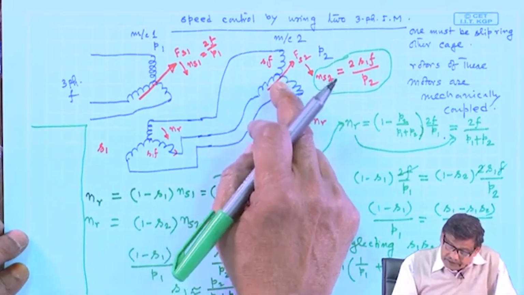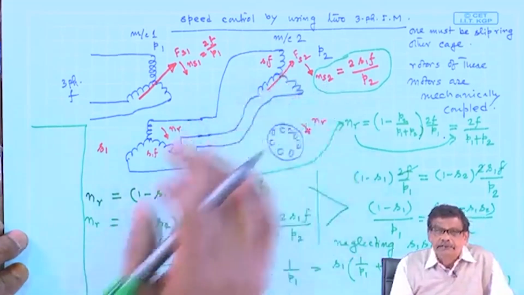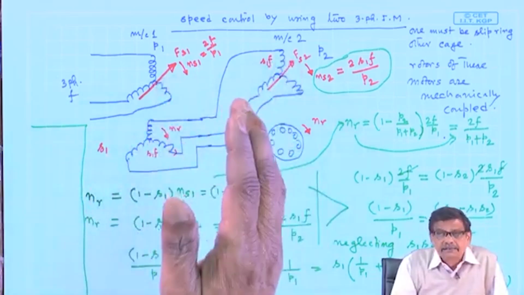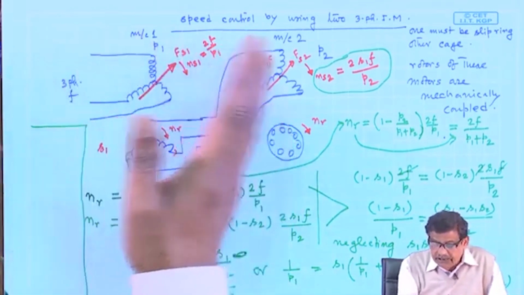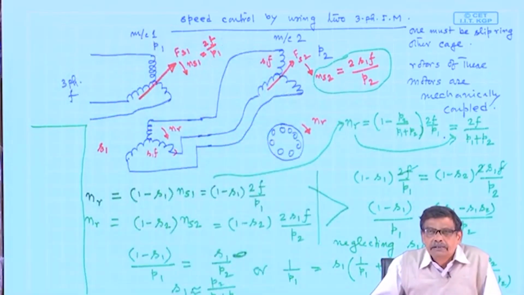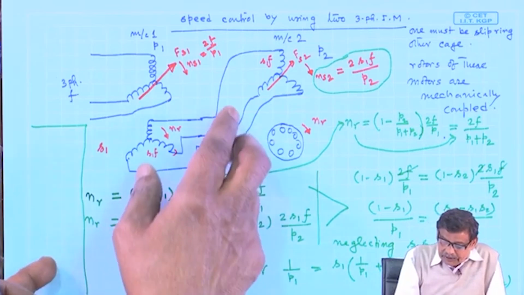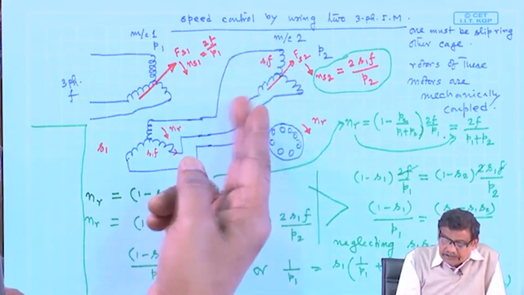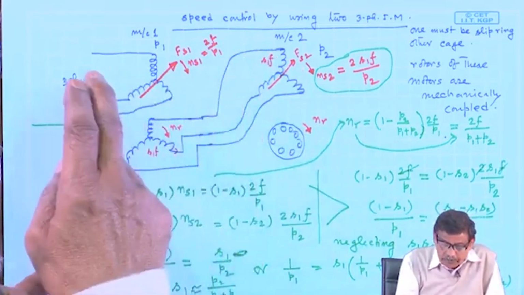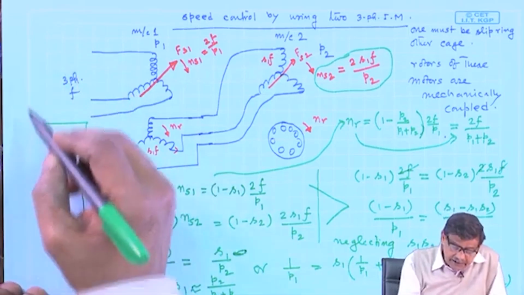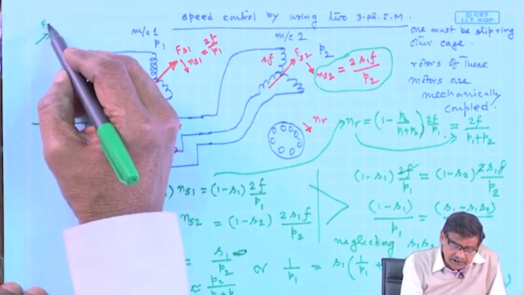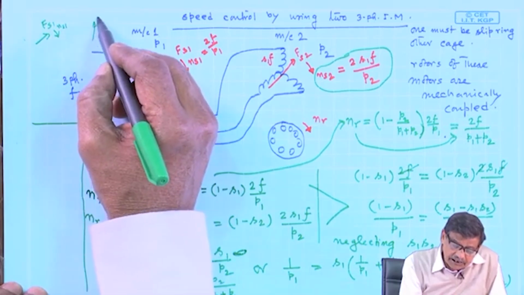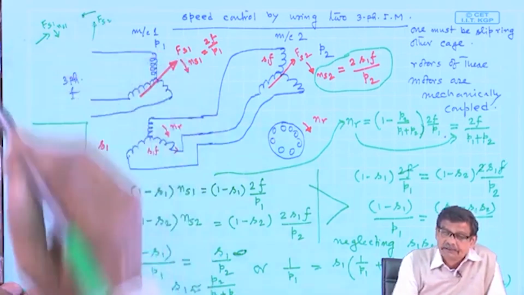If you supply the second machine with two terminals, here I have assumed they are supplied in such a way the stator field is rotating in the same direction, but you have another option. You supply the second machine stator with phase sequence reversed compared to this machine, such that, what I am telling, if Fs1 is moving in this direction, Fs2 is moving in that direction.